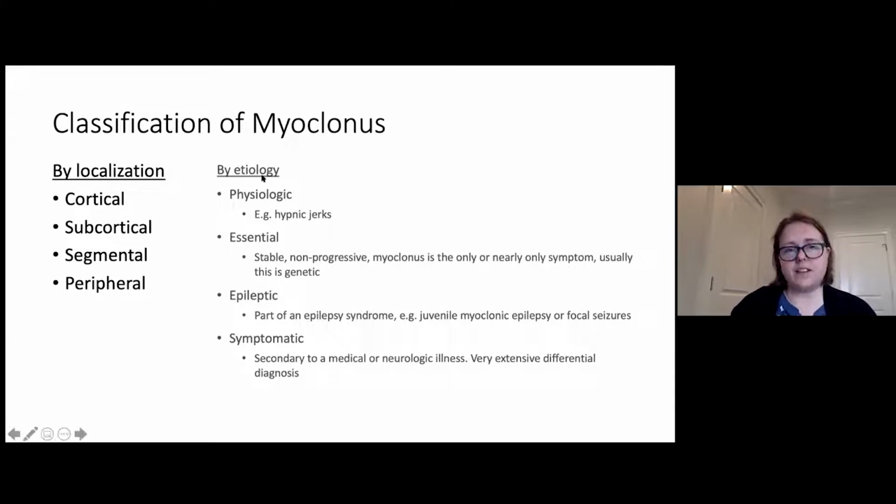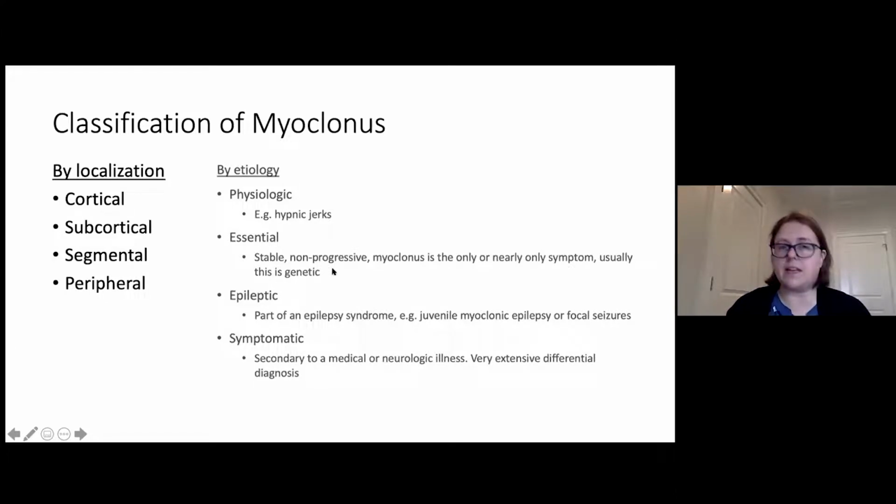More helpful, I find, is to classify it by etiology. So there's physiologic myoclonus. An example of that is hypnic jerks, which is what happens to many of us when we're falling asleep at night, where you feel like the bed went out from under you and your whole body jerks. That's totally normal. Essential myoclonus refers to myoclonus in which it's basically the only or nearly the only symptom.